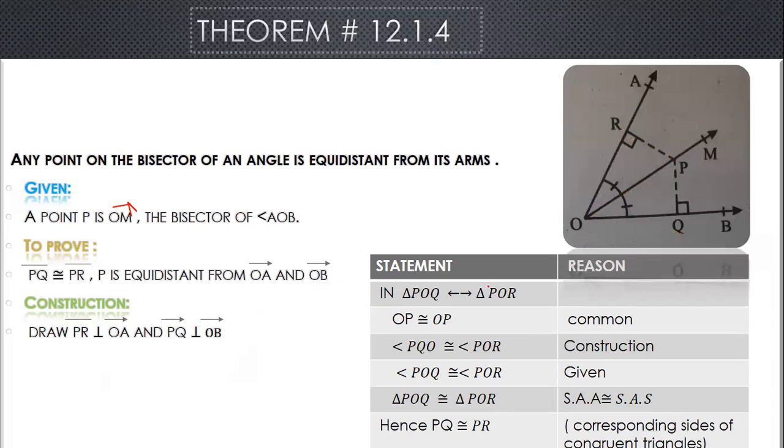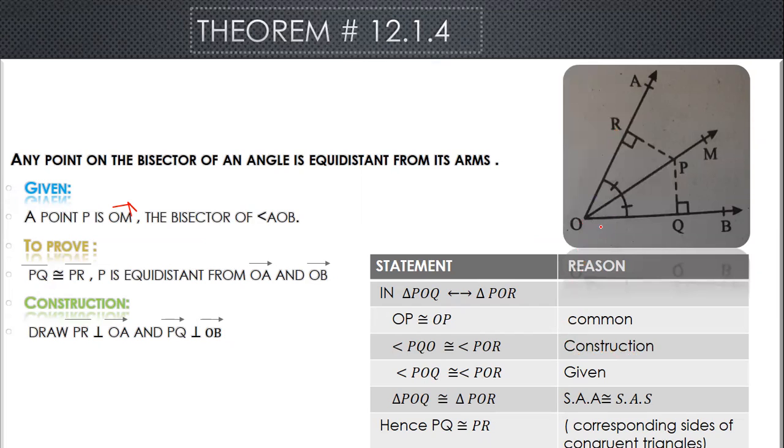We take the correspondence between these two triangles. Triangle OPQ corresponds to triangle OPR. We see which sides or angles are congruent to each other in these two triangles. First, OP is congruent to OP because this is common to both triangles. Angle PQO is congruent to angle PRO because they both are 90 degrees. In the construction, we said to draw two perpendiculars. And I told you before, perpendicular means an angle of 90 degrees.